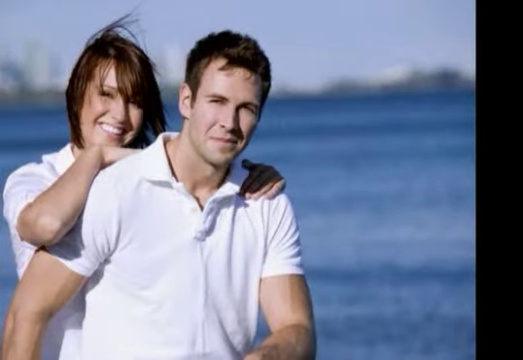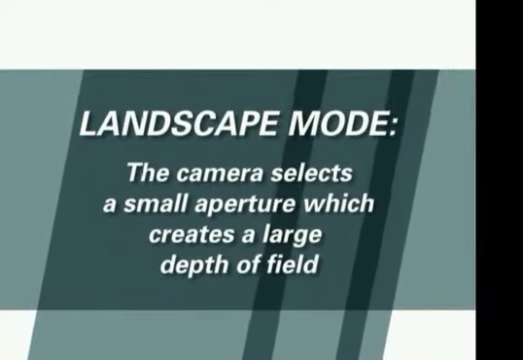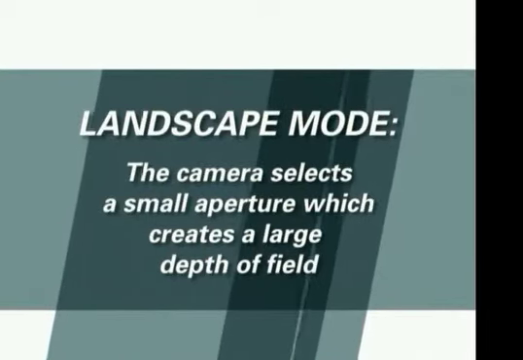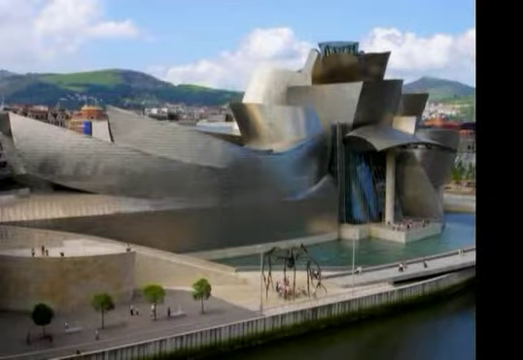remain out of focus. The next automatic mode we'll look at is the landscape mode. This mode is represented by a mountain icon. In landscape mode, the camera automatically selects a small aperture setting like f/16, a large f-stop, which creates a large depth of field, keeping everything in focus.